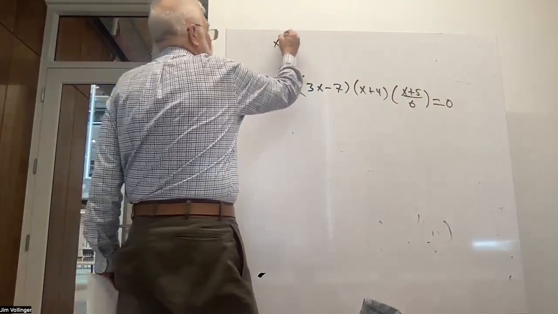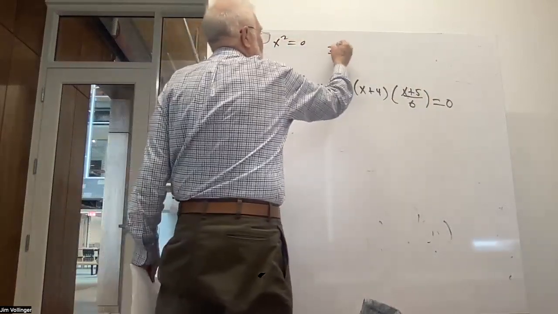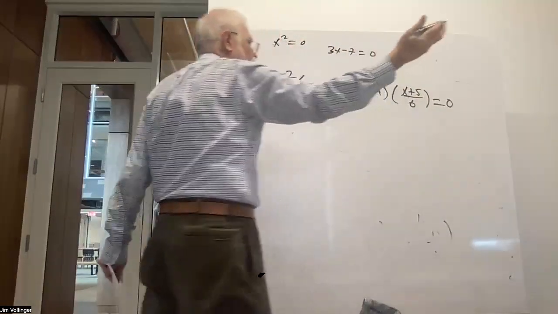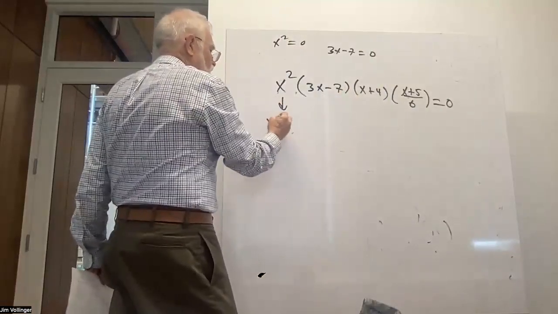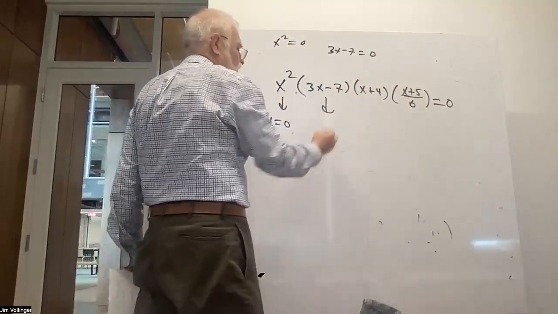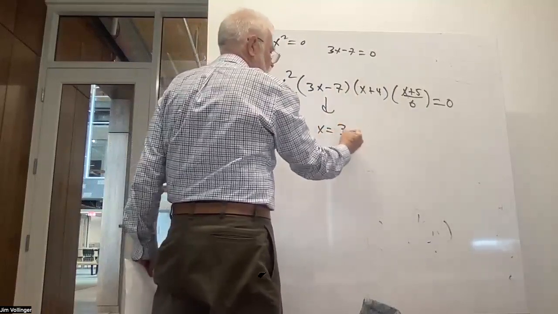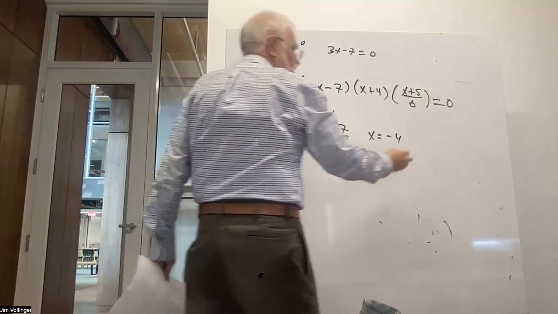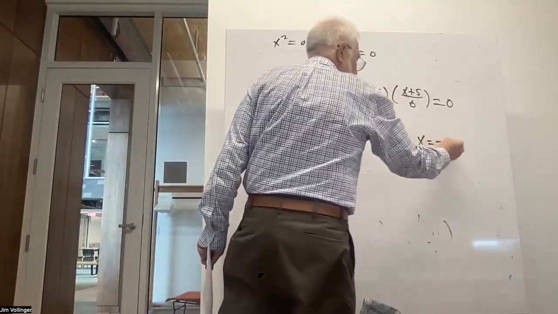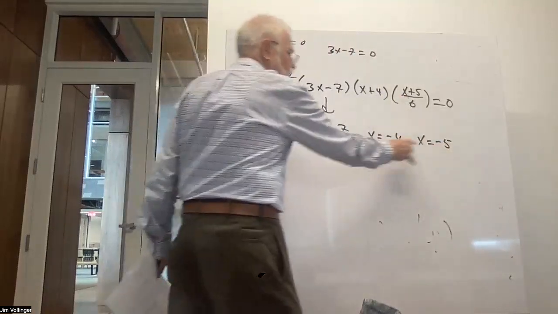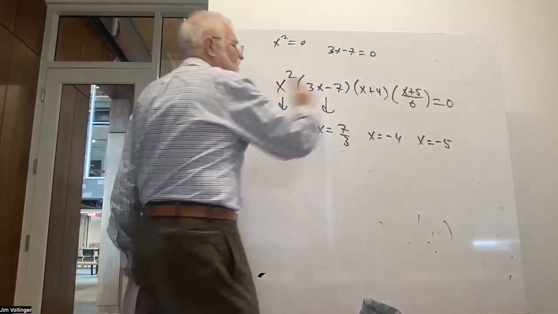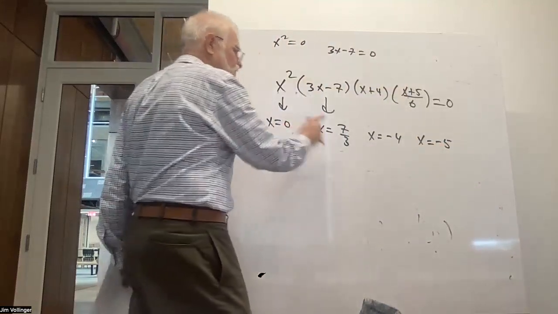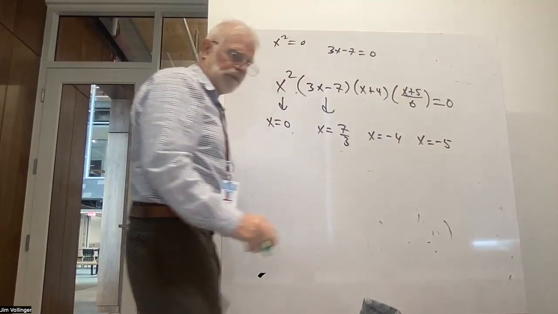Anyway, x squared could equal 0. 3x minus 7 equals 0, so on and so forth. So when is that 0? When x is 0. When is that 0? When x is 7/3. When is that 0? When x is -4. What makes that fraction equal 0? -5. So this thing had 1, 2, 3, 4 x-intercepts. If I put that in Desmos, it cuts through the axis at those x values.